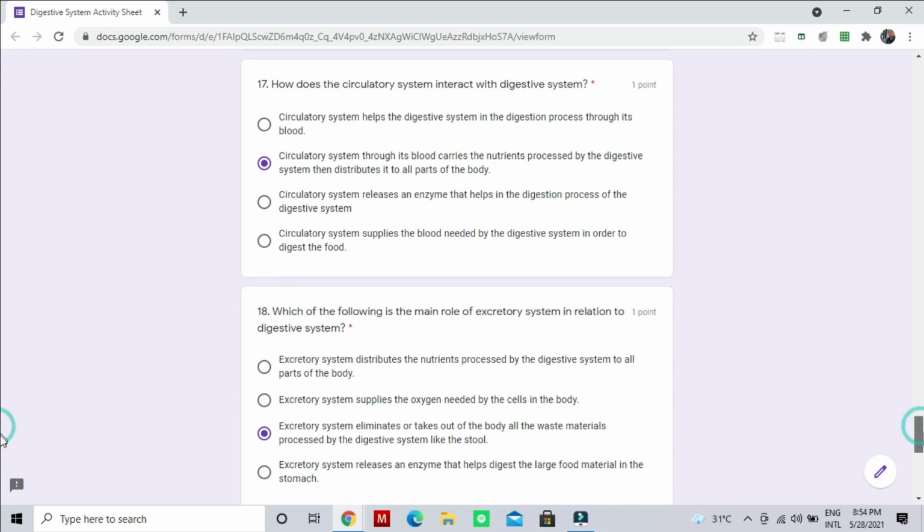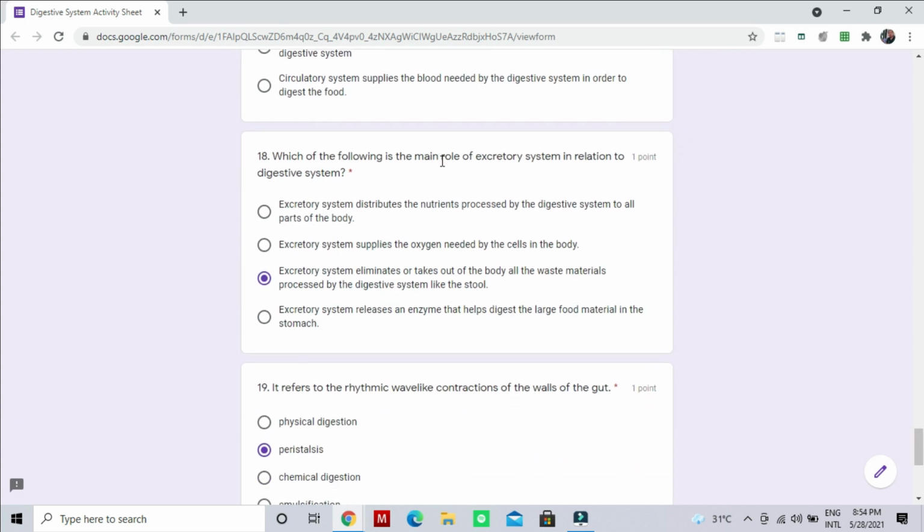Question number 18. Which of the following is the main role of excretory system in relation to digestive system? The correct answer is excretory system eliminates or takes out of the body all the waste materials processed by the digestive system like the stool.